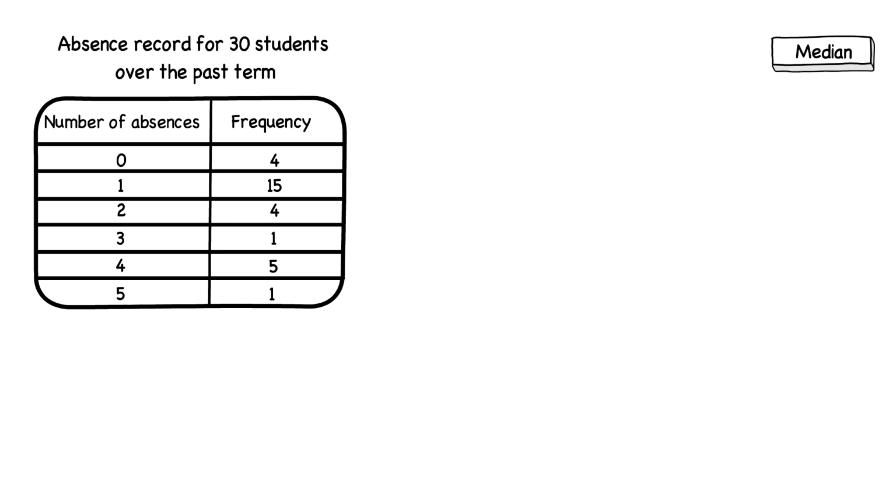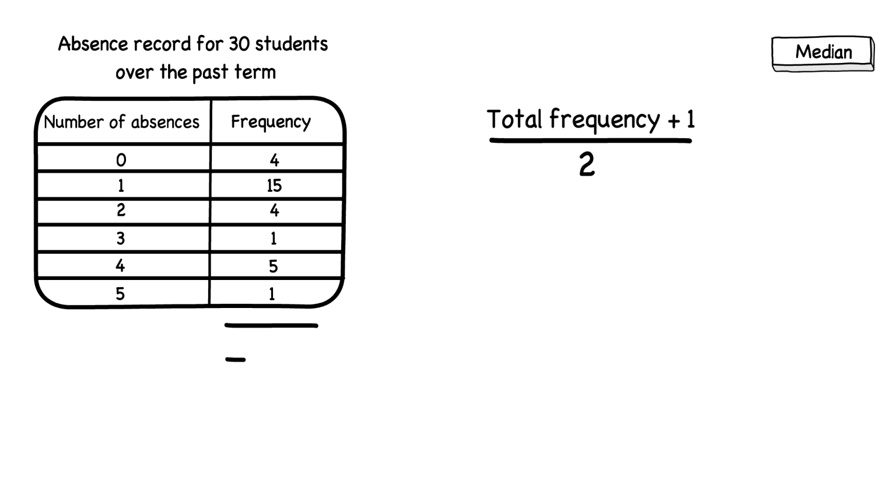For the median, there is actually an equation we need to learn. In order to calculate the median using a frequency table, we have to do the total frequency, add 1, and then divide it by 2. The total number of students we have, or the total frequency that we have, is 30. So if we add 1 to that and divide it by 2, we get 15.5.